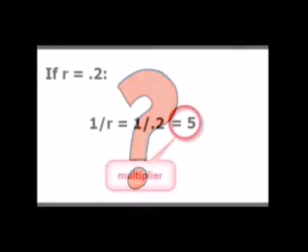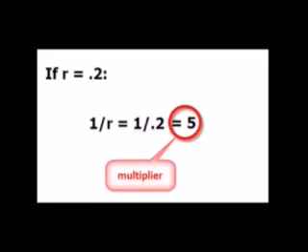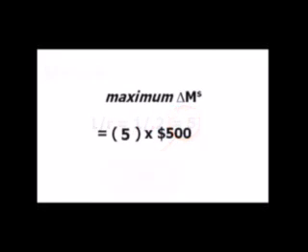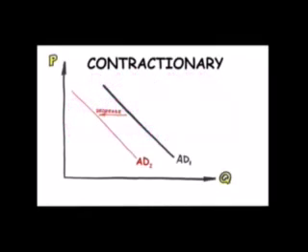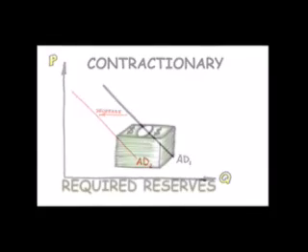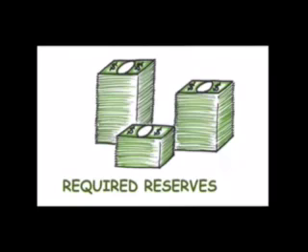With a required reserve ratio of 0.2, that's 20%, the multiplier is now 1 over 0.2, or 5. So the maximum change is 5 times $500, or $2,500. This means that raising the reserve requirement is contractionary monetary policy, since the overall possible change is half what it was before, slowing the economy. This makes sense, since a higher reserve ratio means that banks are legally required to hold on to more reserves, leaving less to lend out.